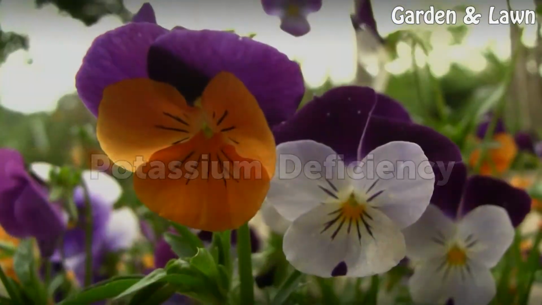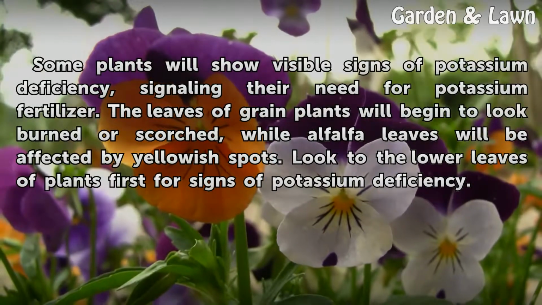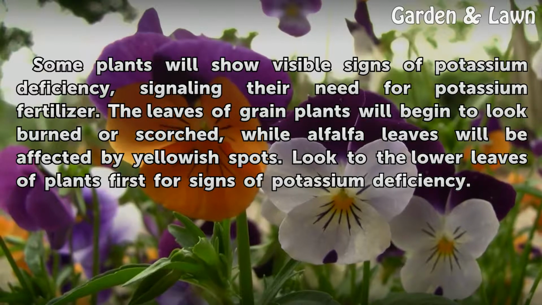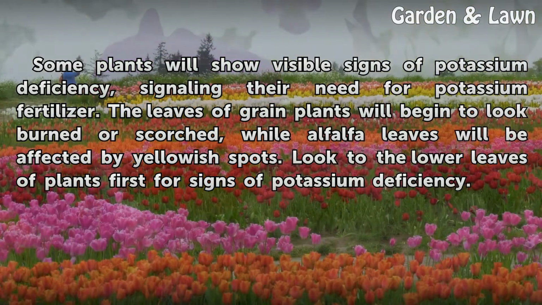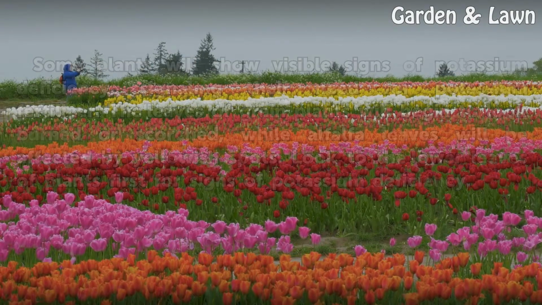Potassium deficiency. Some plants will show visible signs of potassium deficiency, signaling their need for potassium fertilizer. The leaves of grain plants will begin to look burned or scorched, while alfalfa leaves will be affected by yellowish spots. Look to the lower leaves of plants first for signs of potassium deficiency.